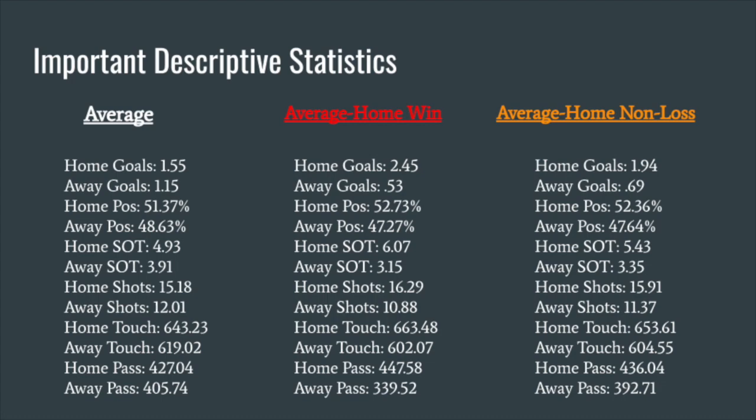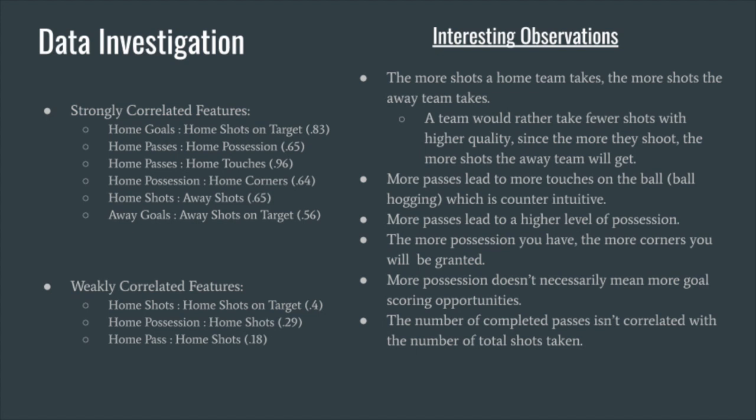Next, we wanted to see how these features were correlated. We can see that some features are strongly correlated, such as home goals, home shots on target, home passes, home possession, home passes, home touches, and so on. And we can see that others are weakly correlated, such as home shots on target, home possession, and home shots.